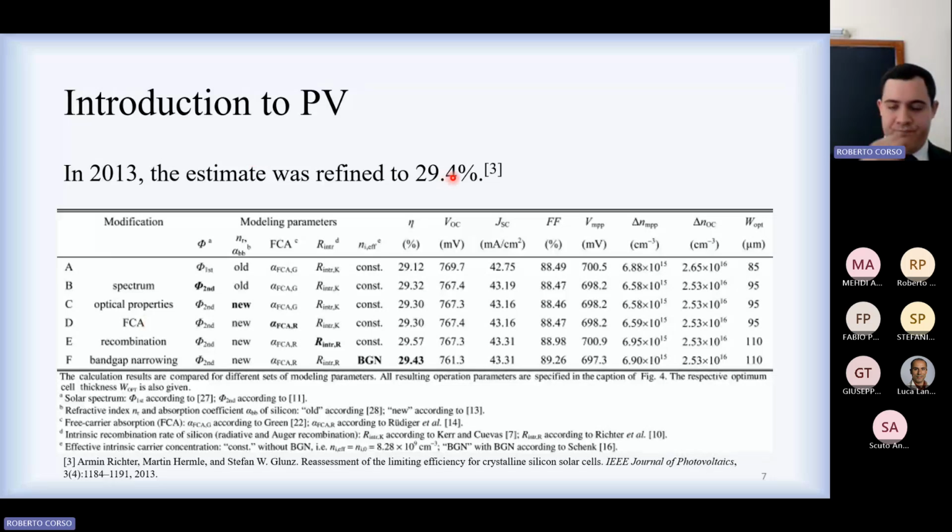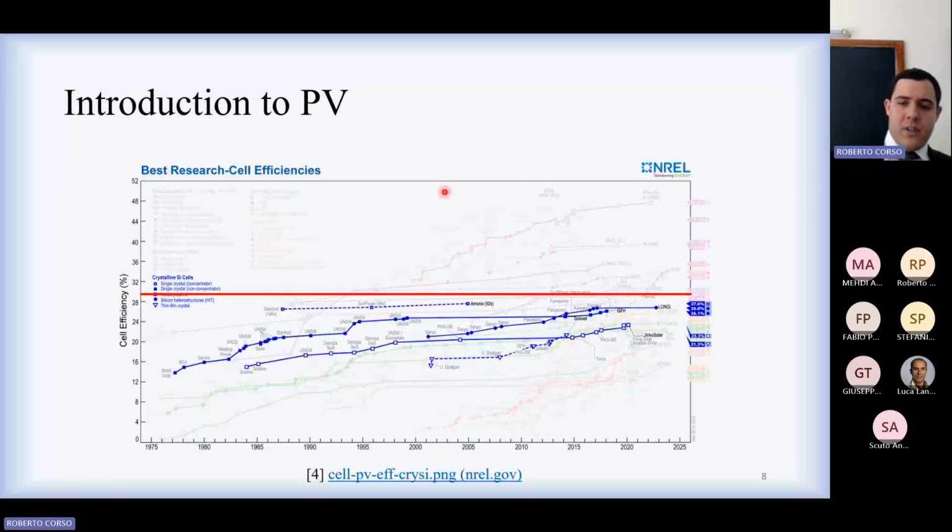And here we see a chart published by NREL, which shows the record efficiencies over time. I have highlighted the results belonging to silicon solar cells. And this red line I have added corresponds exactly to the value of 29.4%. This is to give an idea how close we are to the efficiency limit. At the moment, the highest record should be 27.6%, but of course, these figures are always evolving.